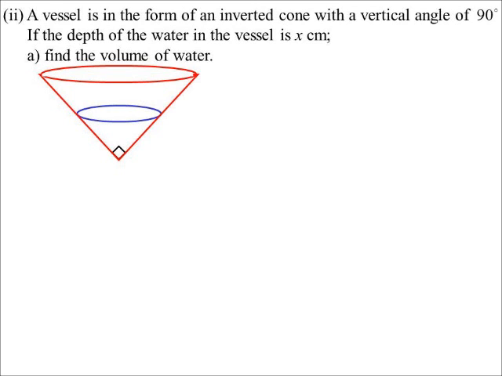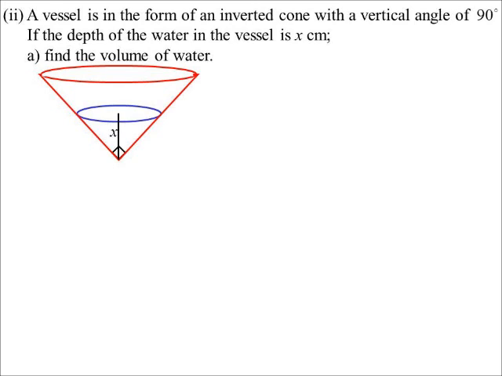Well, volume of a cone is, of course, 1/3 pi r squared h. Remember, a pyramid is always 1/3 of the corresponding prism. So when we talk about a cone, it must be 1/3 of the cylinder. So 1/3 pi r squared h. Now what do we know? We know the depth of the water is x.